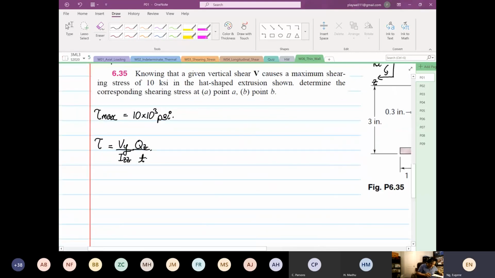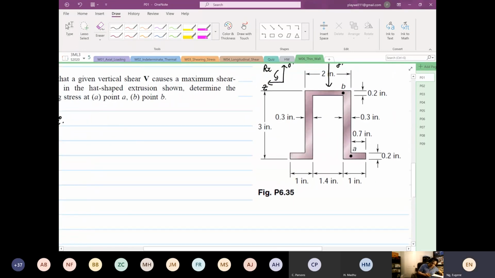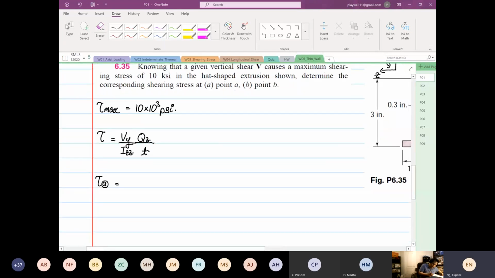So now with the rules that we know, right? Stress at point A. We're going to find the shear stress at point A, which is equal to Vy over Izz multiplied by Qz for point A divided by t for point A. So this is the formula. And then the other formula is the shear stress at point B, equal to Vy over Izz, Qz for point B, and then thickness for point B.